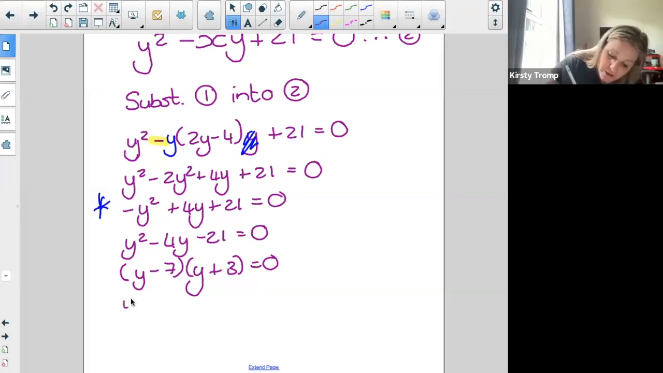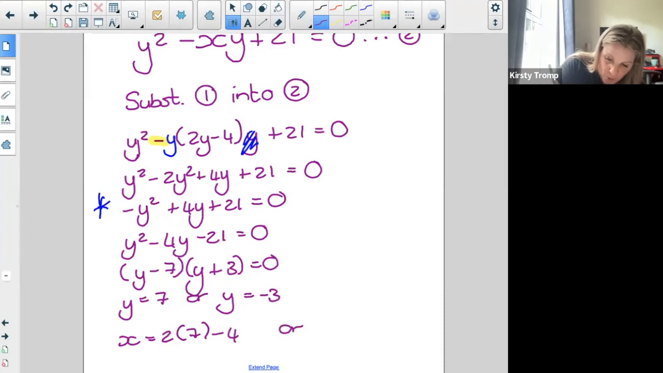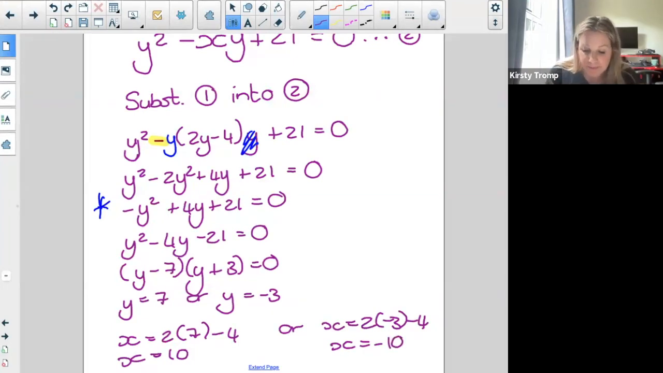All right, so you've got y equals 7 or y equals negative 3. How are you going to get x now? You're going to put it into the equation. Which equation should you use? You should use the easy equation. Okay, which equation is that? Equation number 1. So you're going to have x equals 2 times 7 minus 4, or x equals 2 times negative 3 minus 4. So x equals 10, or x equals negative 10. Okay.